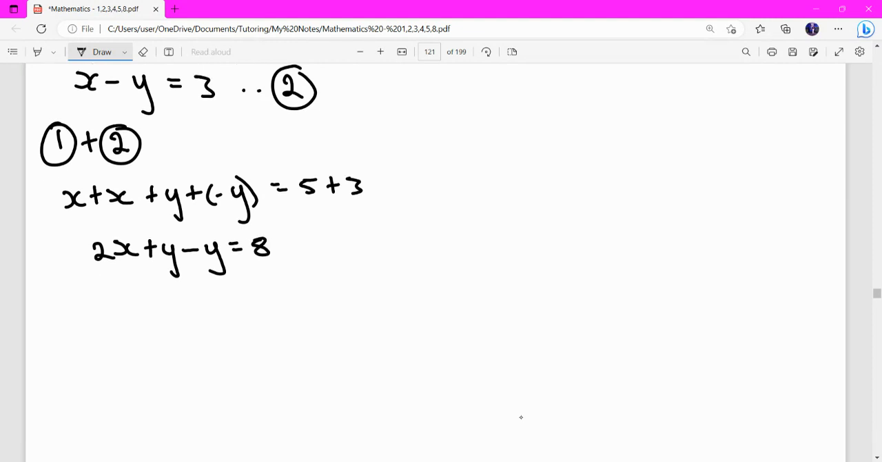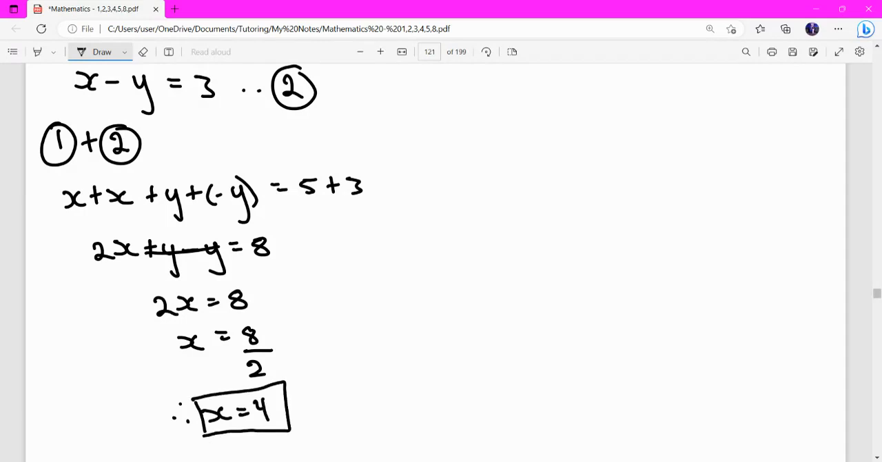Right? So you have the y's cancel off there, you remain with 2x is equal to 8. Therefore, x is equal to 8 all over 2. Therefore, x is equal to 4. Right? So we get our value of x to be 4. How do we get the value of y now?